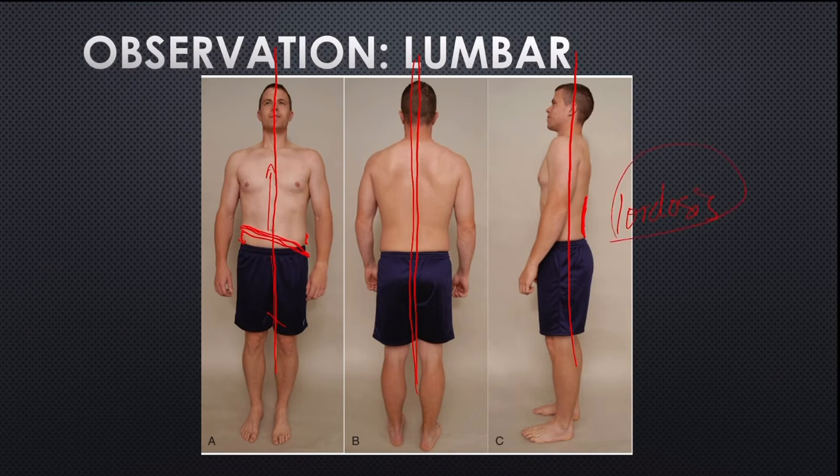Lordotic posturing will result in, again, weakness of the abdominals, tightness of the upper back, tightness of the hip flexors, weakness of your gluteals. So if you can observe those kinds of things, you can give management for your patient. You can either do sit-ups or stretching of the back muscles. So that's how you observe. By just simply looking at your patient, you can already imply what's happening, what's their problem.